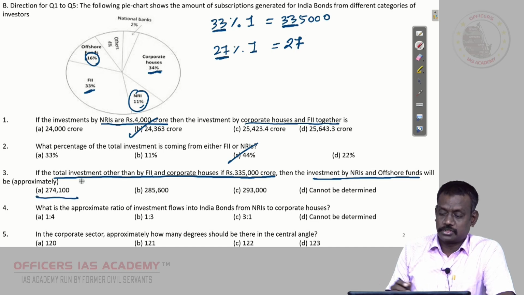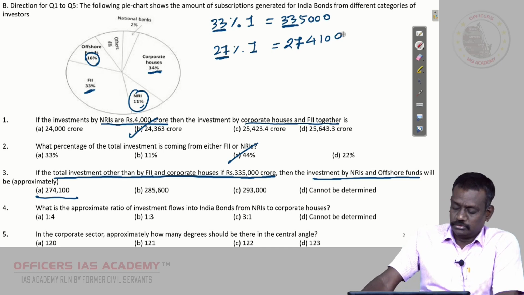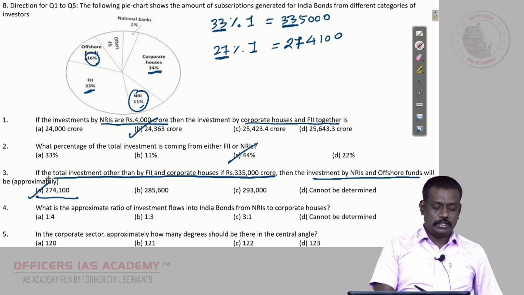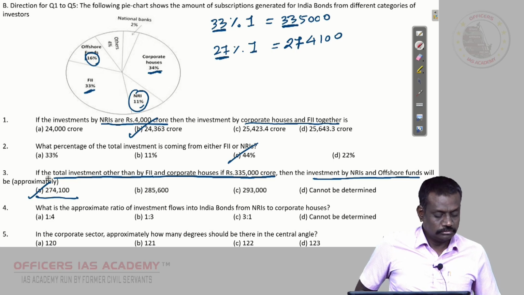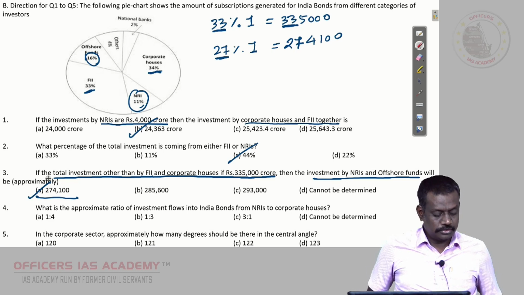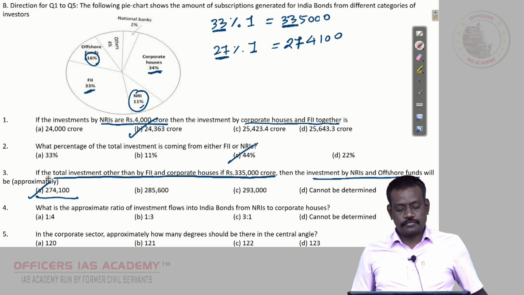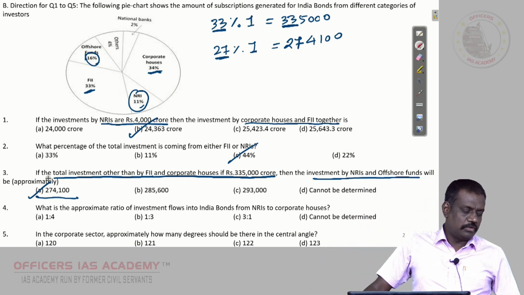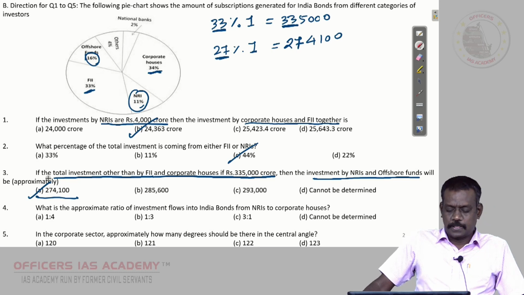Just check with the options. You have 27 for 100. Okay, 27 for 100. So this will be the answer. Understood, children? Is it clear, every one of you? So just an approximation will help you out in solving this type of problems.